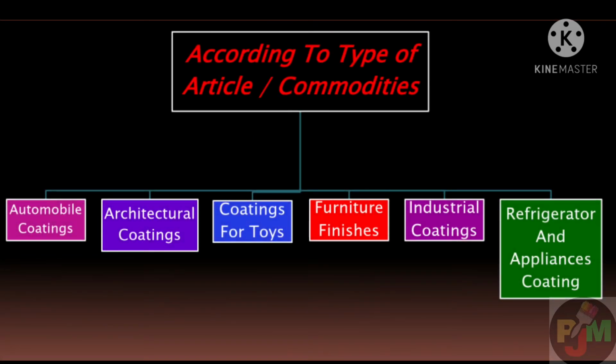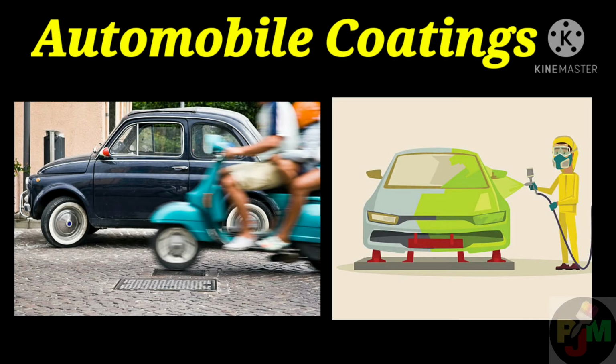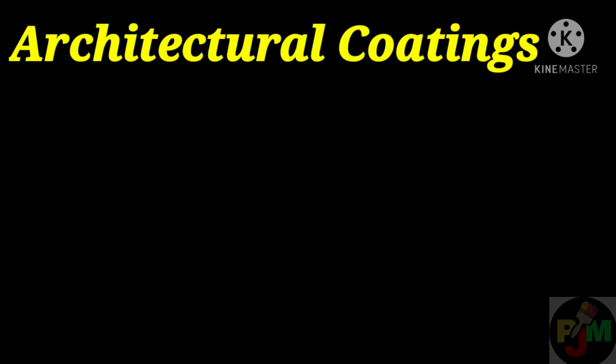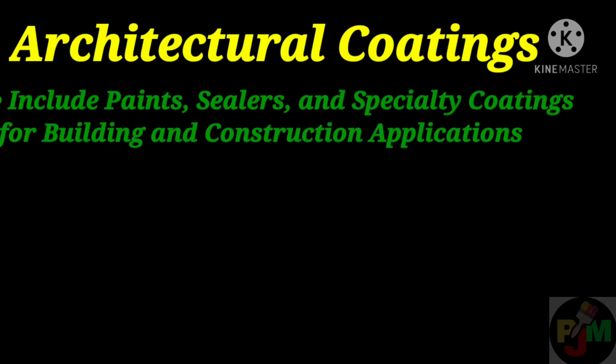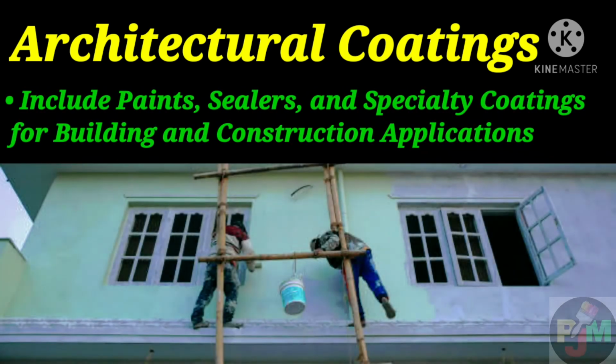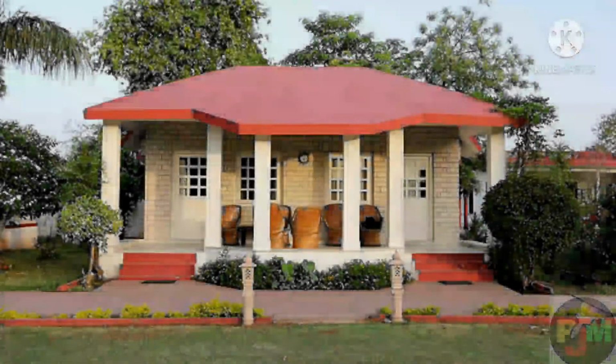Classification based on the type of article or commodities used. Into automobile coatings, architectural coatings, coatings for toys, furniture finishes, industrial coatings and refrigerator and appliance coatings. Automobile coatings. Automotive paint is paint used on cars and scooters for both protection and decoration purposes. Architectural coating. Architectural coating includes paint, sealer and specialty coating for building and construction applications. For example, floors, roofs, decks, pavement, walkways, etc.